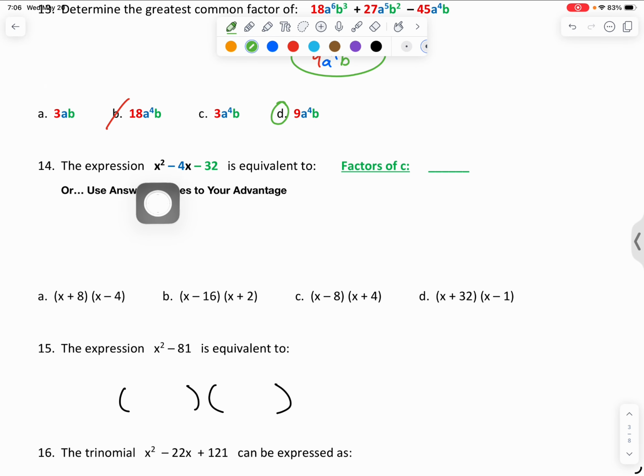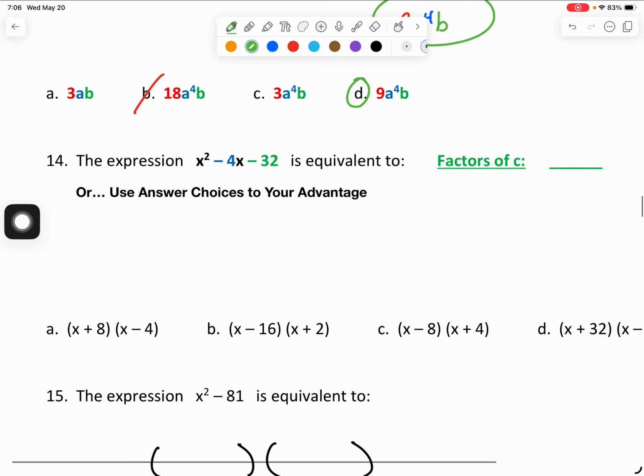The expression x squared minus 4x minus 32 is equivalent to, we can write the factors or use answer choices to your advantage. Again, guys, when we combine number fluency with number sense, and we have test-taking strategies, without even knowing a formula on the math portion of the ACT, we can score between an 18 to a 21. Always know that, so check your answer choices.